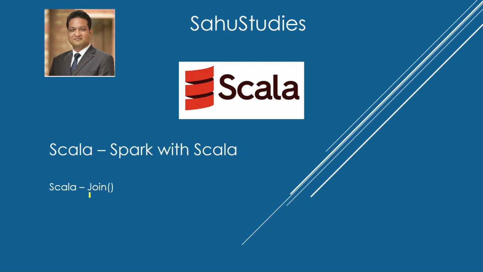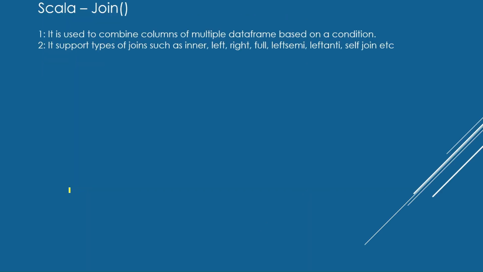In this video, we are going to see different kinds of joins in Scala. Join is used to combine columns of multiple data frames based on a condition. It supports types of joins such as inner, left, right, full, left semi and left anti, as well as self join. We are going to discuss and do a practical implementation of each join: inner, left, right, full, left semi and left anti.